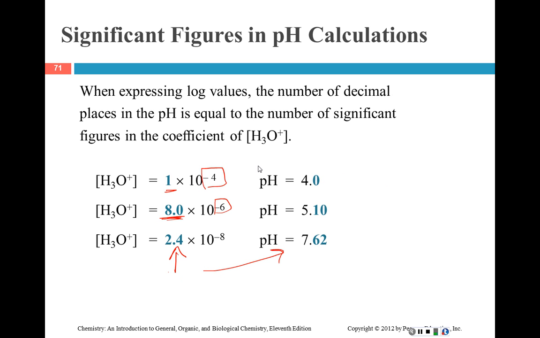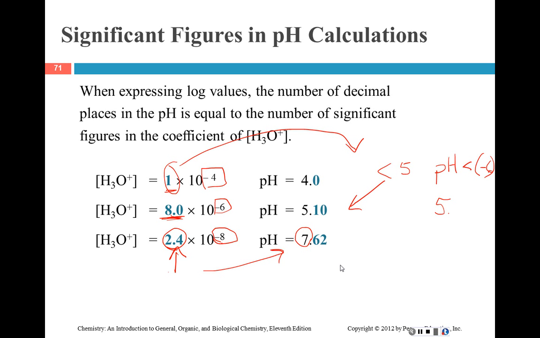If that number right here is less than 5, then the first number of your pH is going to be the same as your exponent. Okay, so like in the case of this one, if this number is greater than 5, okay, so it's greater than 5 and it's a -6, then the first number on your pH is going to be a 5. If this one is 2.4, that's less than 5, so the first number of your pH is going to be 7. Does that make sense?